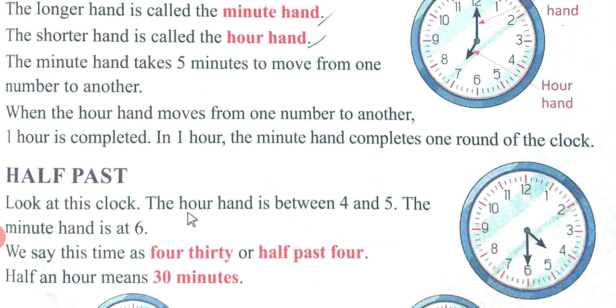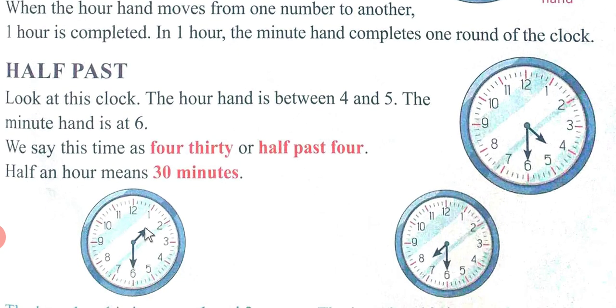Look at this clock. The hour hand is between 4 and 5, and the minute hand is at 6. We say this time 4:30 or half past 4. Half an hour means 30 minutes, as I have told you. Count the table. Half an hour means 30 minutes.